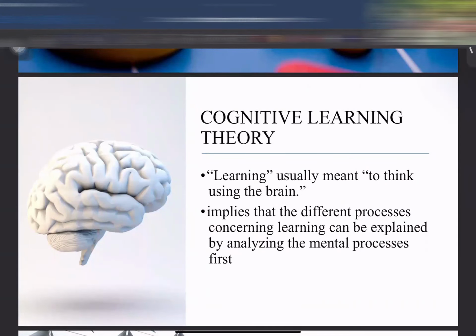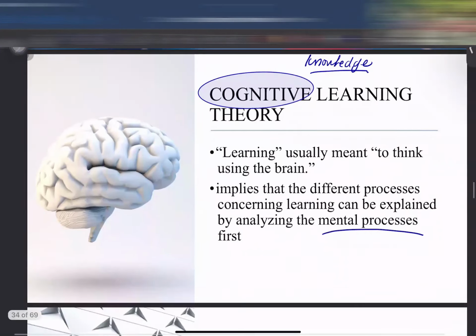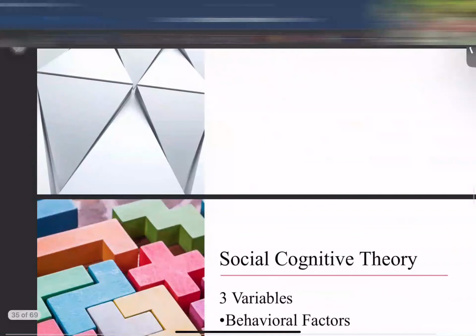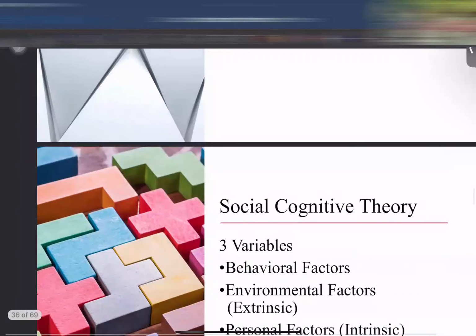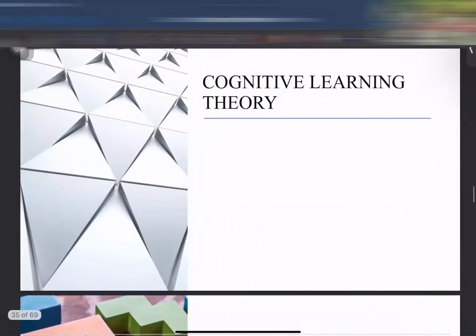Now, if you look at the term cognitive, we usually use it interchangeably with the term knowledge. When we say cognitive, we usually look into knowledge. Your cognitive learning theory tells us that learning is part of our mental processes. That is why it is cognitive, because it's looking into the mental processes. That's your keyword there.